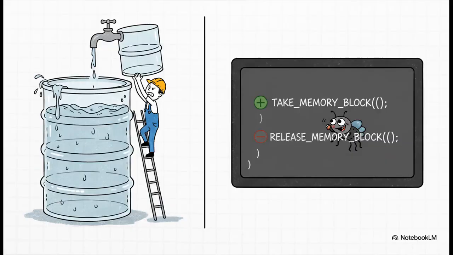So, here's the crucial point of all of this. The problem was never a lack of memory. The real villain here is a bug, a mistake in the application's code. The programmer wrote the code to take memory, but they forgot to write the part that gives it back. That's why just adding more RAM to the server doesn't fix it. You're just giving the thief a bigger house to fill up. It only delays the inevitable crash.